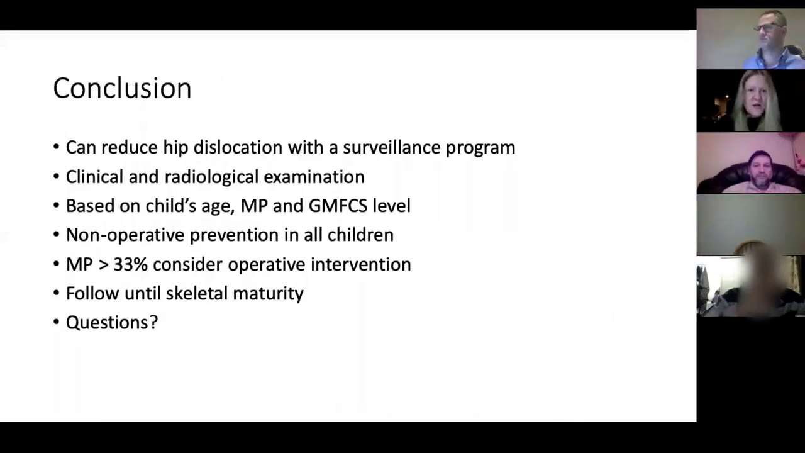So in conclusion, we can reduce the risk of hip dislocation in these patients with a surveillance program. It's based on clinical and radiological examination. The important things to consider are the child's age, the migration percentage, and their GMFCS level. Non-operative prevention should be offered to all children, and with an MP of more than 33%, consider operative intervention. Follow them up until skeletal maturity. And that's it. Has anyone got any questions?